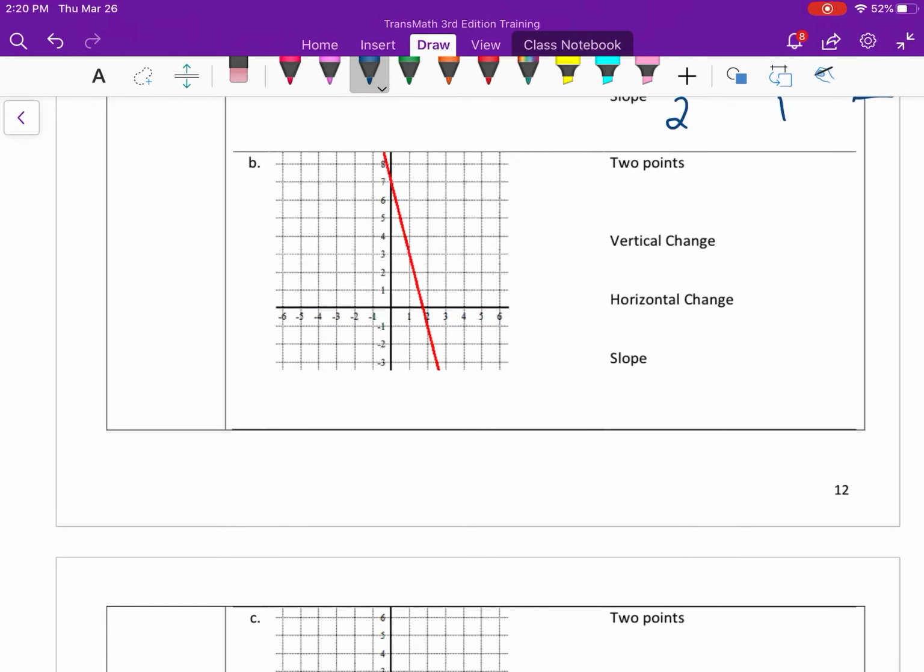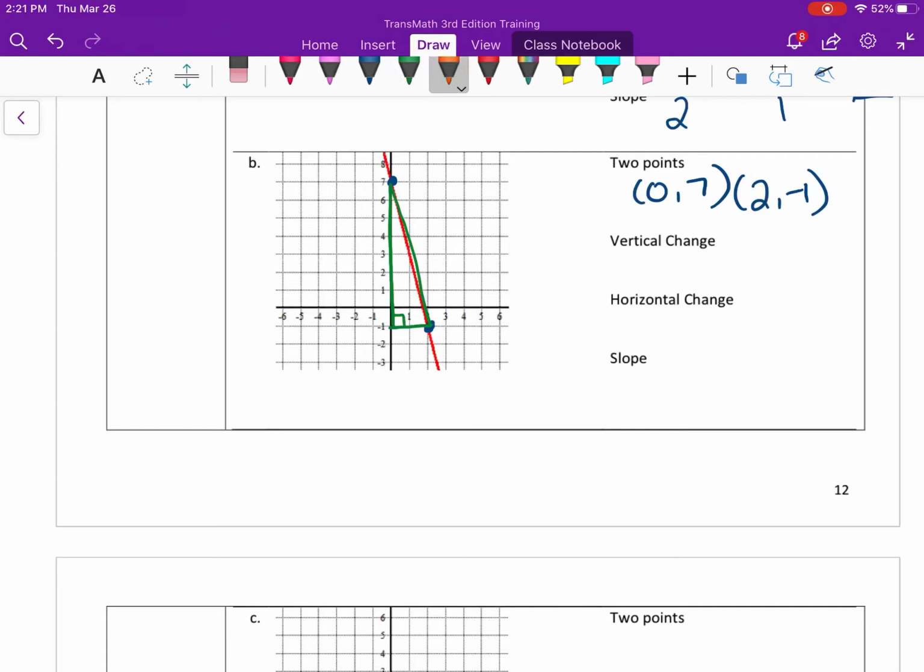So B, let's pick 2 points. It looks like we can use the point 0, 7. And then, let's see, the next point where it crosses the marks on the grid is the point 2, -1. So I'm going to make my right triangle connecting those 2 dots. So I got to go all the way down and then straight over to make that right triangle like that. So it's got to have that right angle.